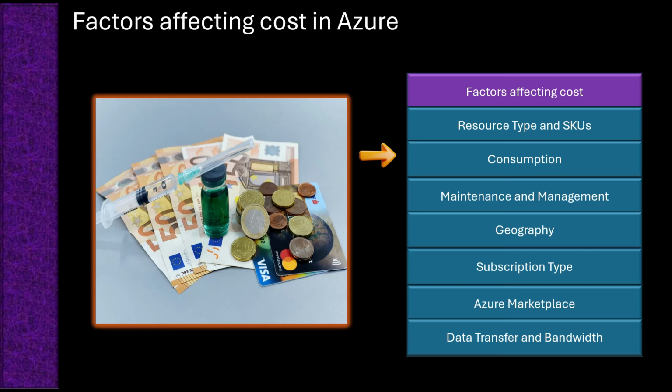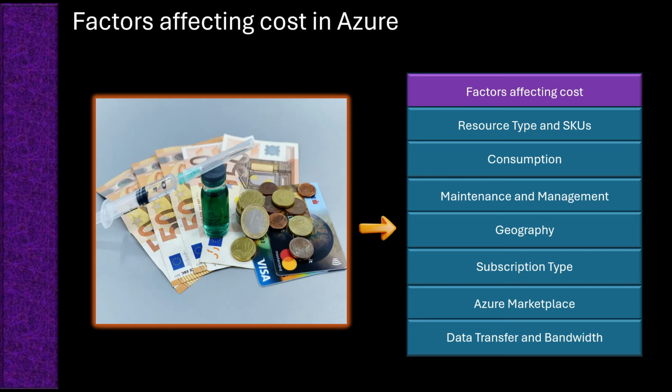Azure uses a pay-as-you-go model, so your cost depends on actual usage. Metrics like compute hours, storage space, bandwidth, and transactions influence the bill. Optimizing usage patterns can save costs significantly. Some resources like managed services such as Azure SQL database include management overhead in the pricing. For services you manage yourself, such as virtual machines, you are responsible for updates, backups, and other maintenance, which may lead to indirect cost.